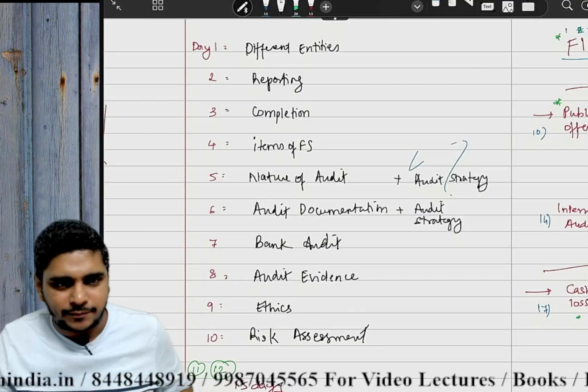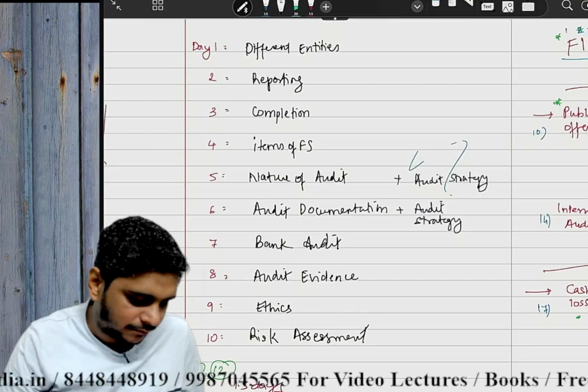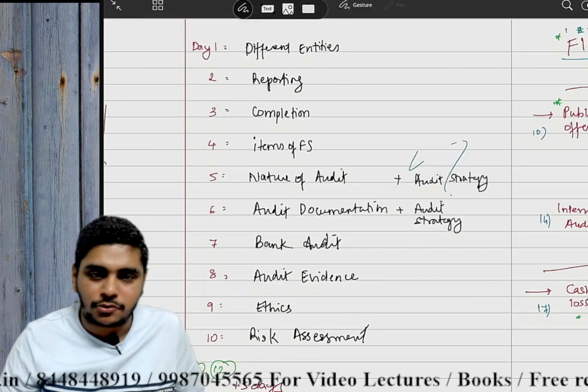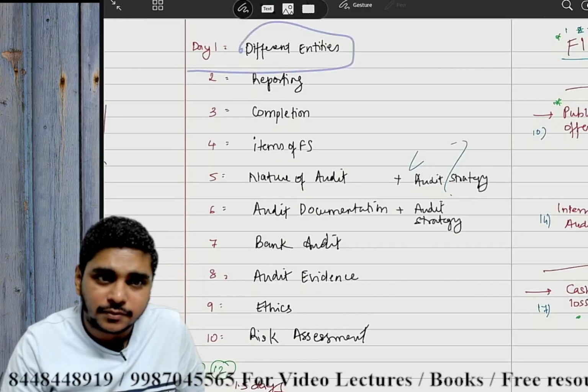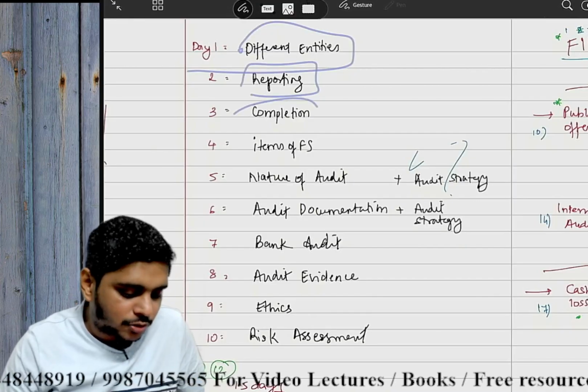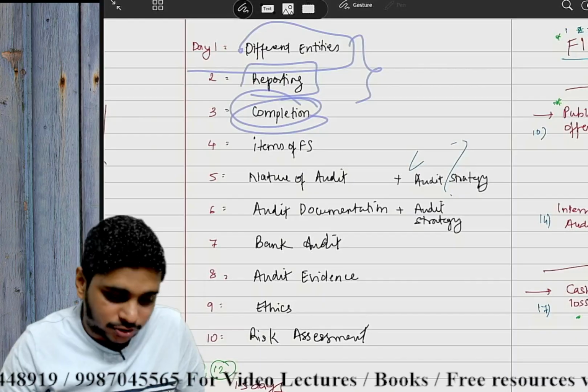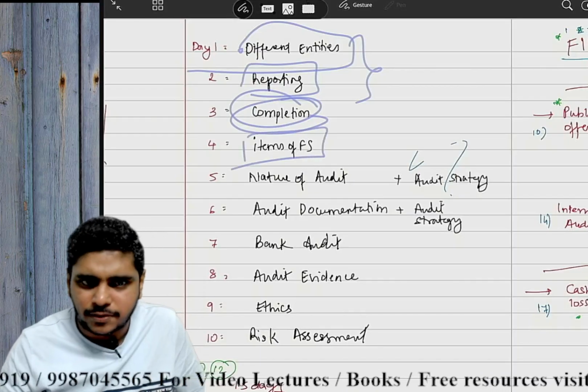Now this is the timetable, 11 days, 11 chapters. So I have given you 10 days. How to finish? First you do different entities, then you do audit reporting, then you do completion. 2 big chapters, 1 small chapter. Items of FS, a big chapter, plus the Schedule 3 chapter.